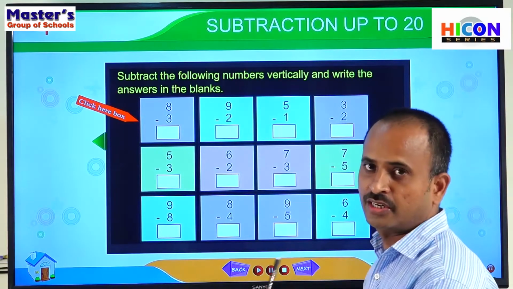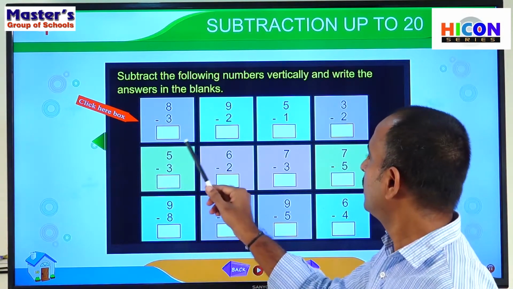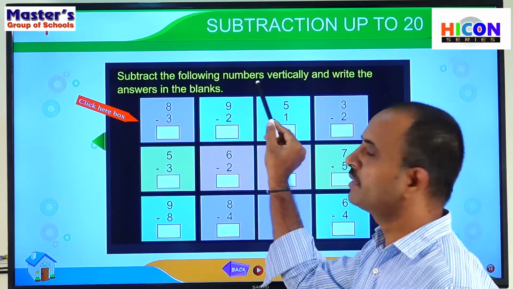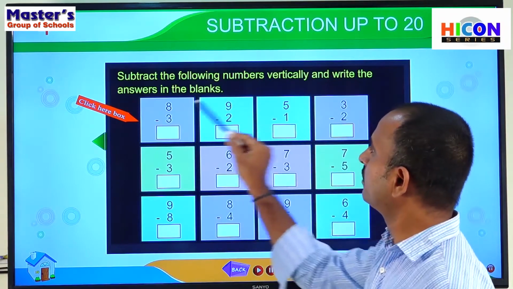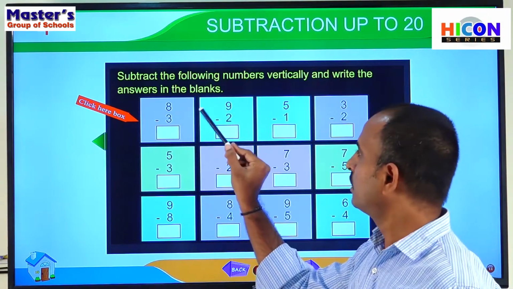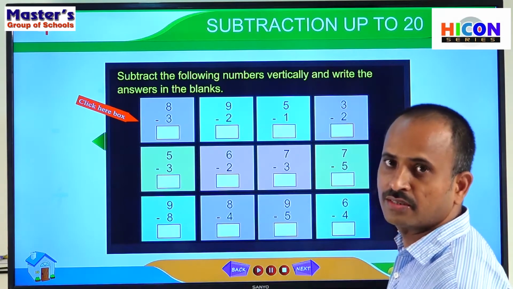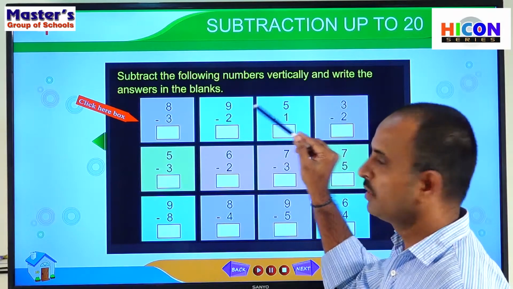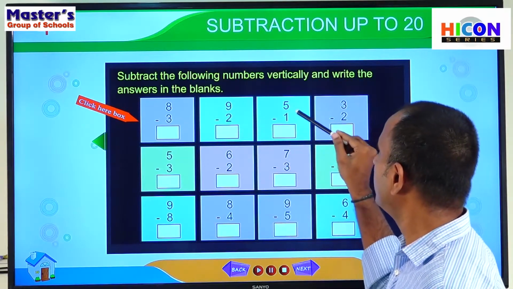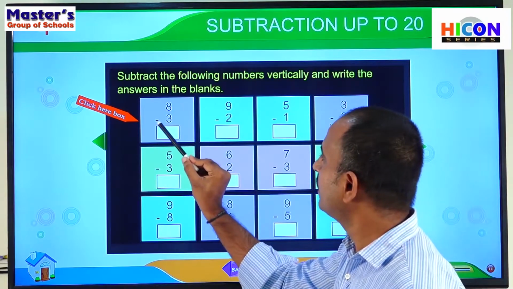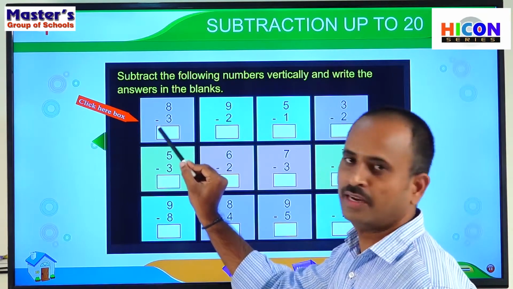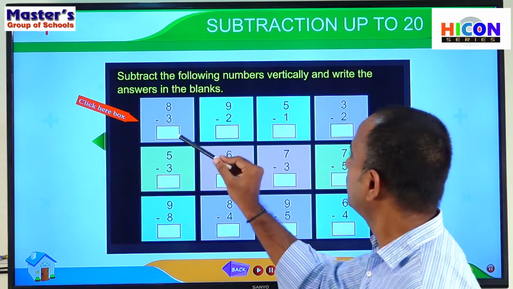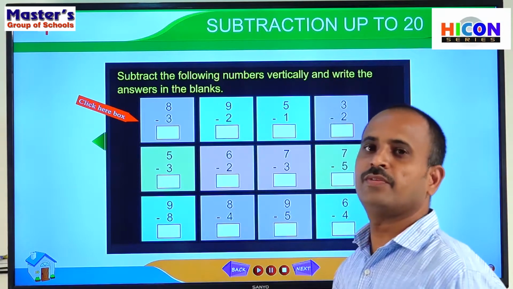So see the screen, children. So look at the screen. There are given some vertical subtractions. Subtract the following numbers vertically and write the answers in the blanks. So children, all these are vertical subtractions. That means the two numbers are written one below the other. That's why this arrangement is called vertical arrangement. And here the symbol represents minus, that is subtraction. So these are the vertical subtractions. Let us see how to subtract these numbers vertically.